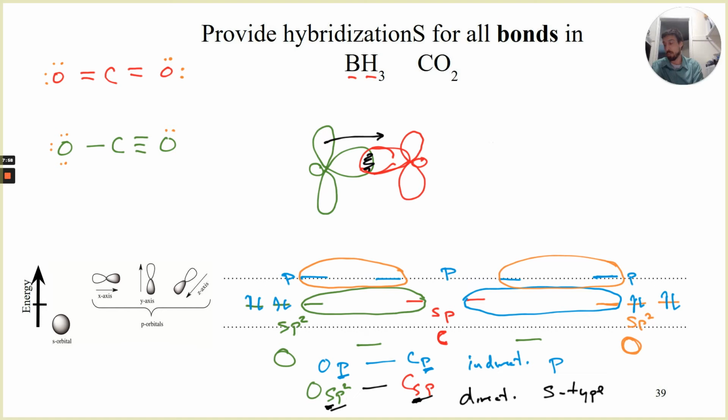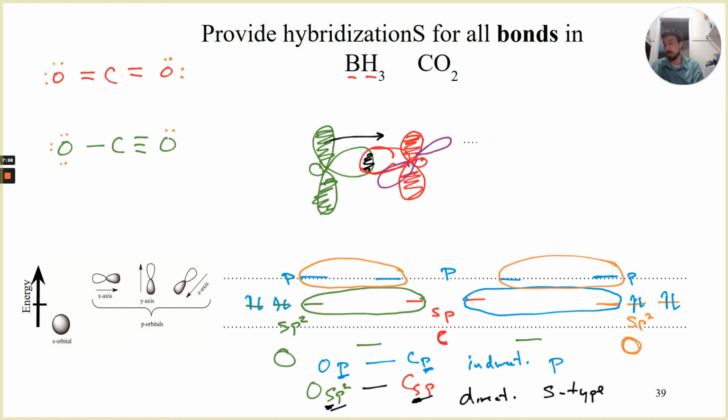Here's an interesting question that pops out though. If that orbital, that red one, is being used to make the direct overlap there, how do I create another double bond out the other direction? Because that orbital is already used, I can't use it again.